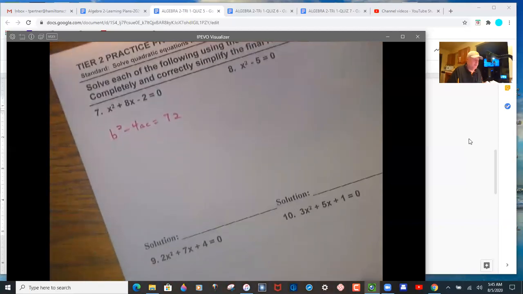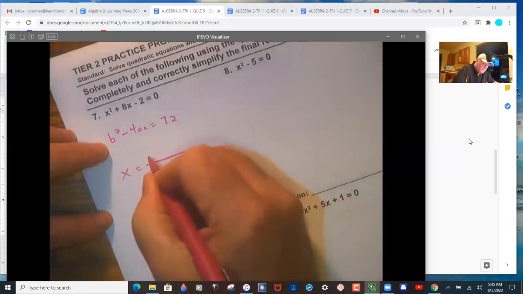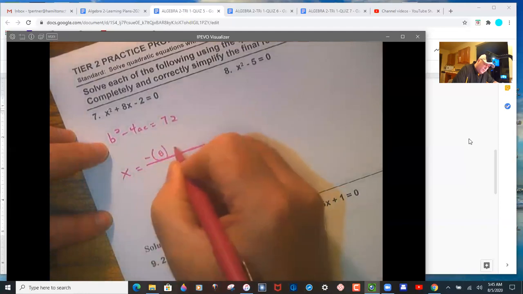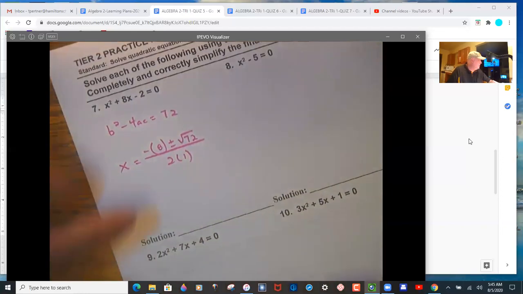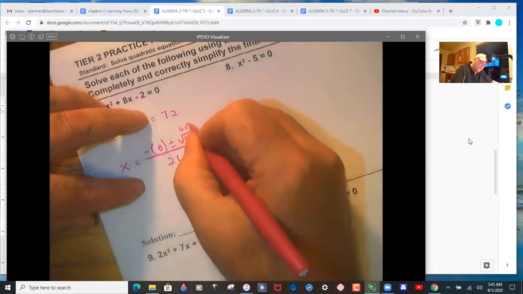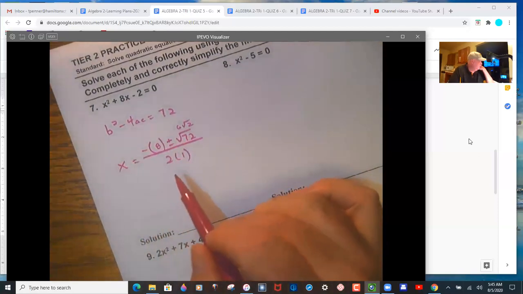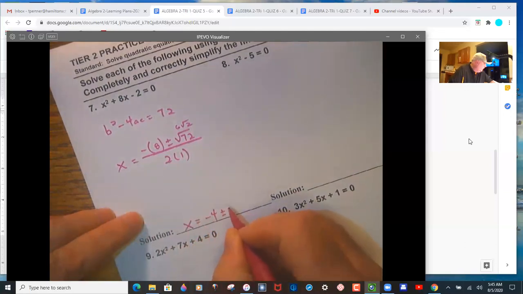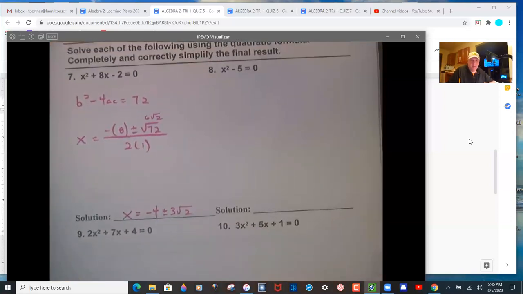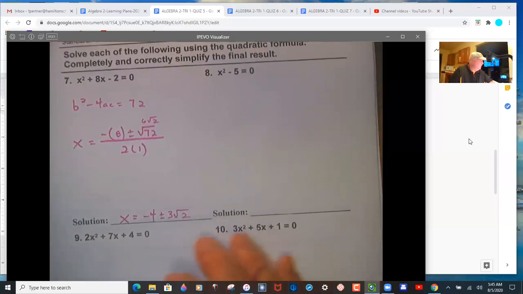72 is the b squared minus 4ac. So 8 plus and minus square root of 72 over 2 times 1. So 72 will break apart as 6 times the square root of 2. So we have an 8, a 6, and a 2. So 2 will divide into all of that, leaving us with negative 4 plus and minus 3 times the square root of 2. The 1 on the bottom, we won't change that at all. We won't write that, I meant to say.